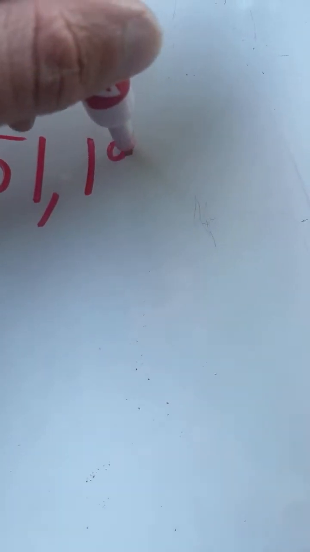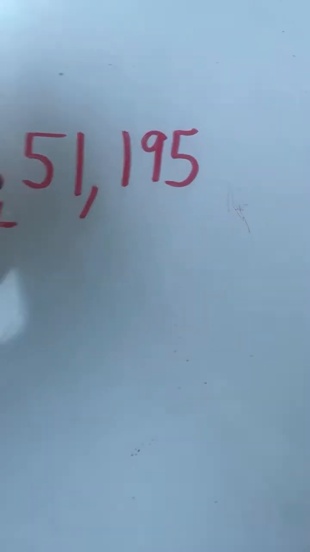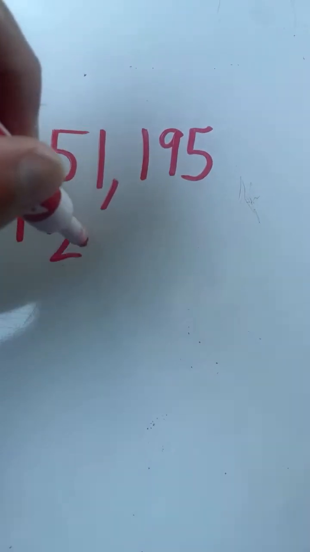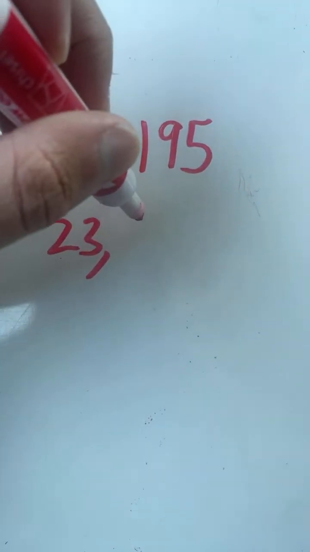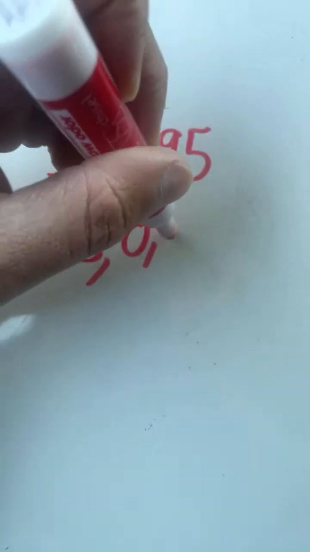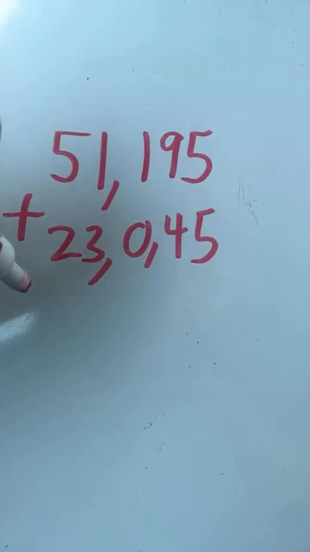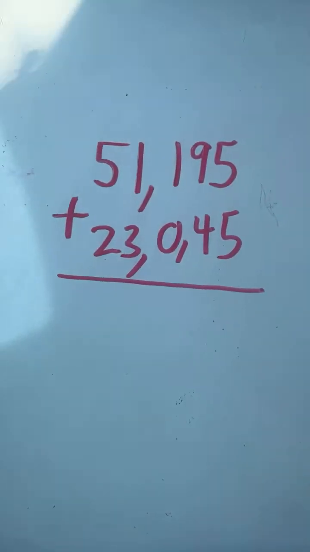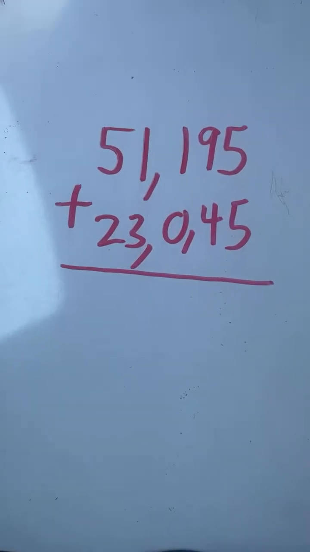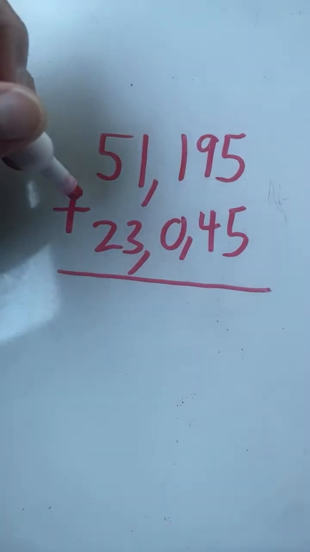So moving on to example problem number 2. This one will need regrouping. Remember, for addition, we regroup whenever there is a sum of 10 or more. So 51,195 plus 23,045. For this problem, we need to regroup in the ones place and the tens place.